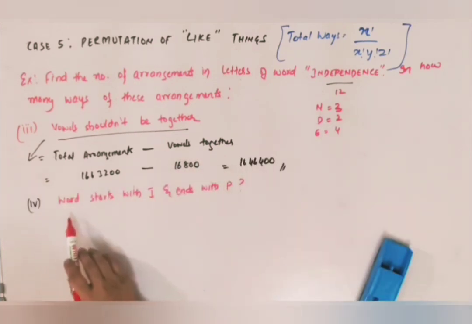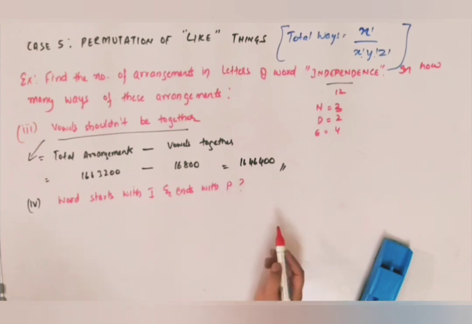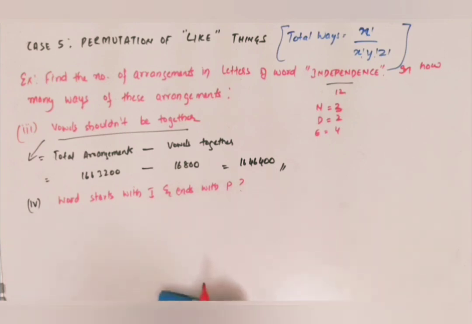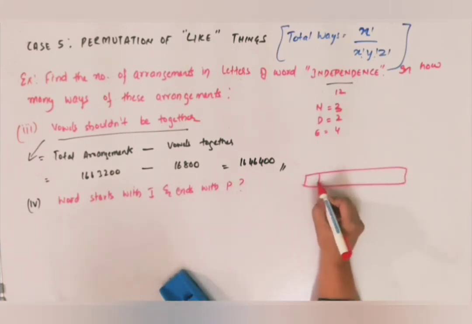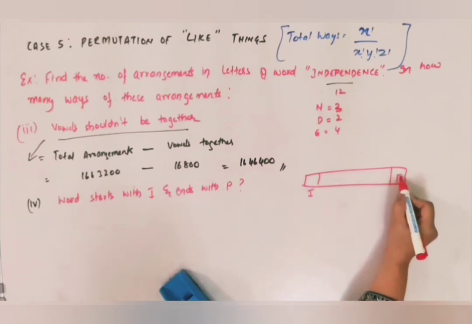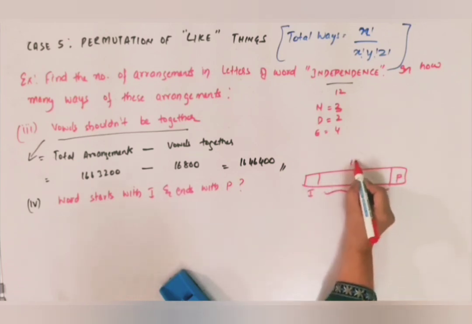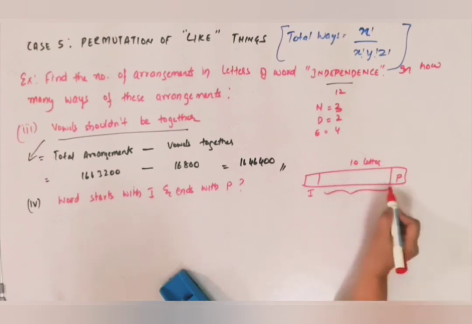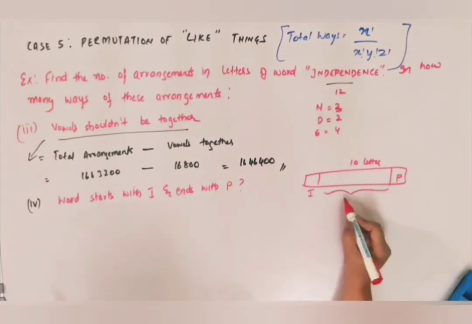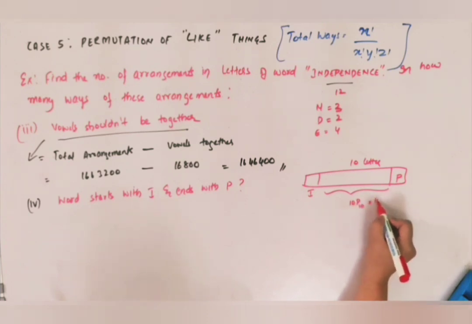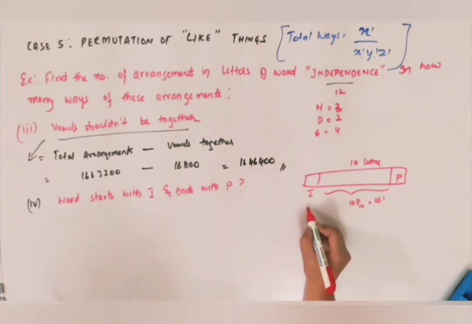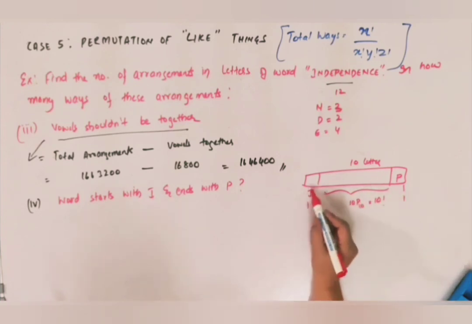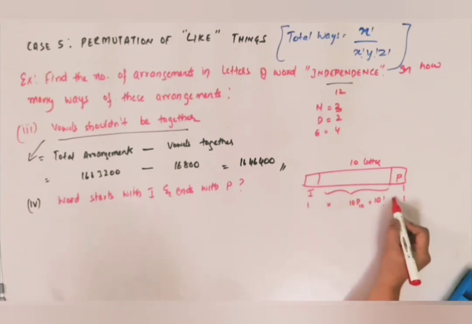So let's look at the fourth part of the problem, which says the word should start with I and end with P. So now what do we get? The word should start with I, end with P. So the remaining letters, 10 letters, are placed in the middle. Now, how many ways are there for 10 letters? 10P10, which is 10 factorial. Now, I can be arranged in one way, P can be arranged in one way, because their positions are fixed. So there is no unit concept here, because there is only one way that you can arrange the first letter and the last letter. So you multiply this and you get the total number of arrangements.